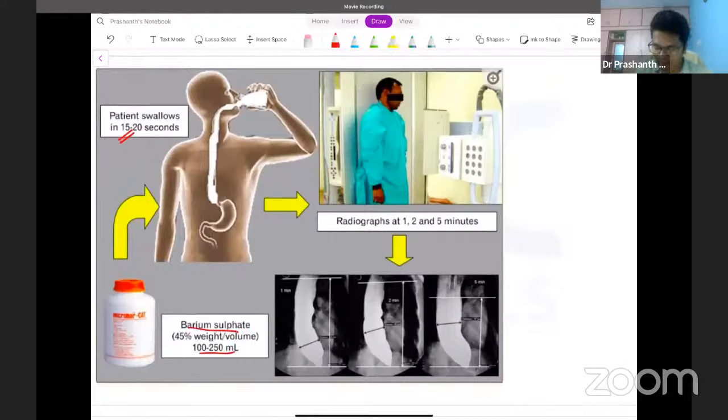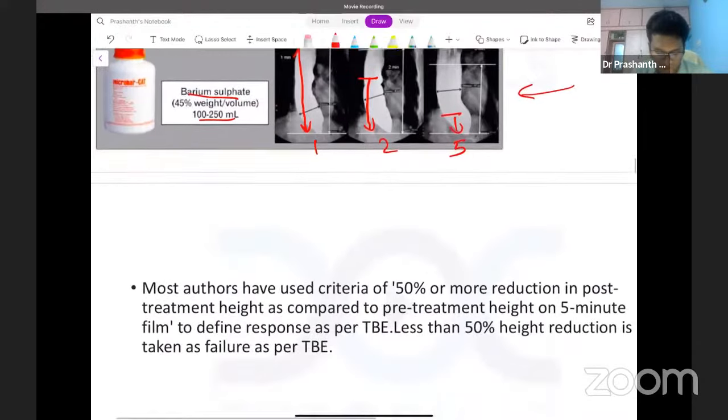And then you take an X-ray at 1, 2, and 5th minute. So the clue here is it is timed. This is an example of a patient where you have the measurement of the barium column at 1 minute, 2 minute, and 5th minute. Now, this should become less normally, but in this patient, it's not. So it's suggestive of achalasia.